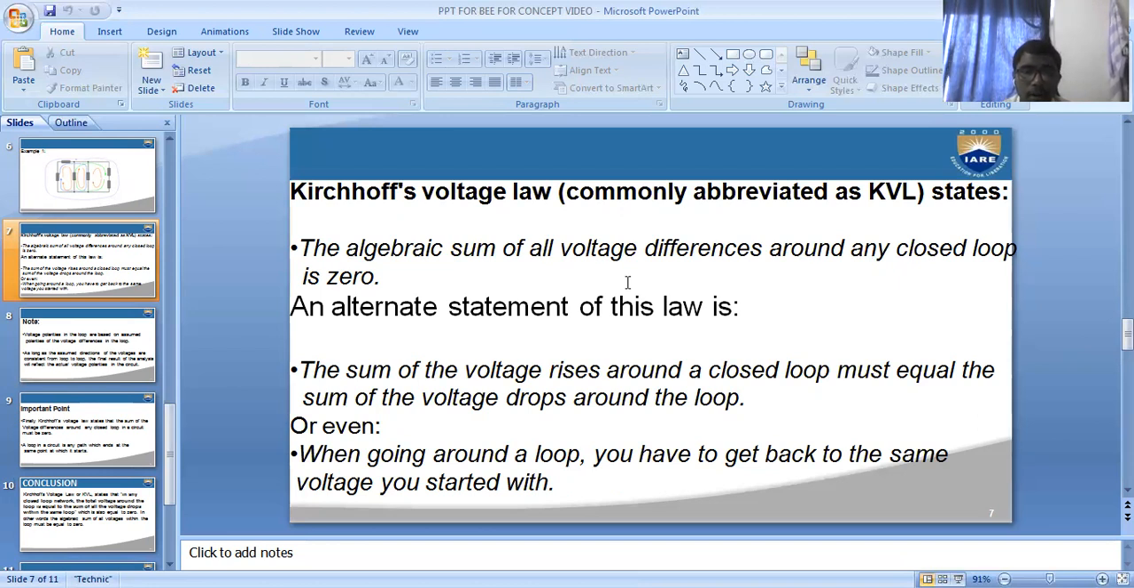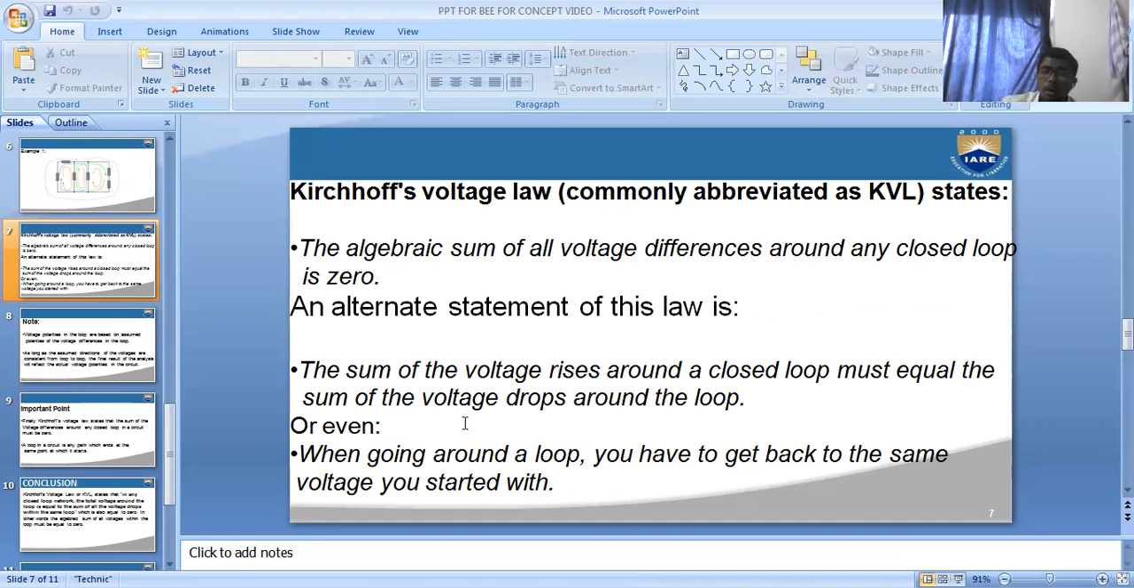An alternative statement of this law is that the sum of the voltage rises around a closed loop must equal the sum of the voltage drops around the loop. Or, even when going around a loop, you have to get back to the same voltage you started with.